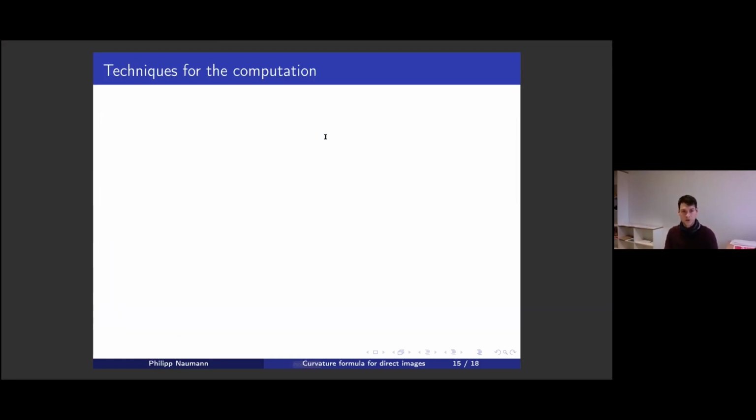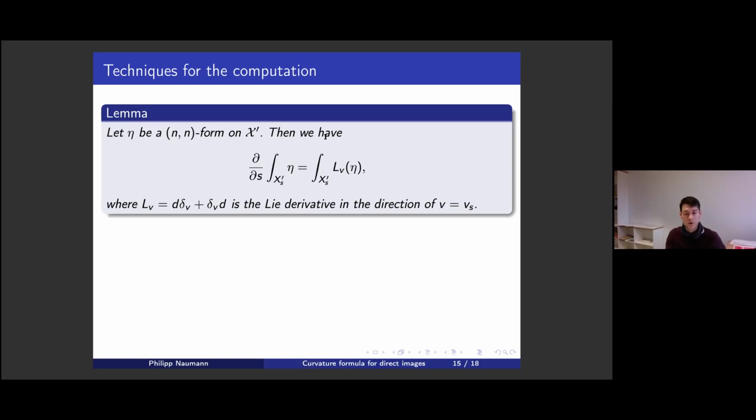Okay, so far for the results, maybe a few words, just one slide, about the computation. We want to make the computation carry over from the compact case to this L2 open case. For this, the main thing is that all the integrals exist that you are computing. So you need to check at each step that all the integrals exist.